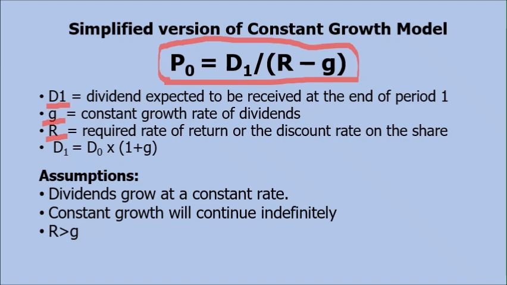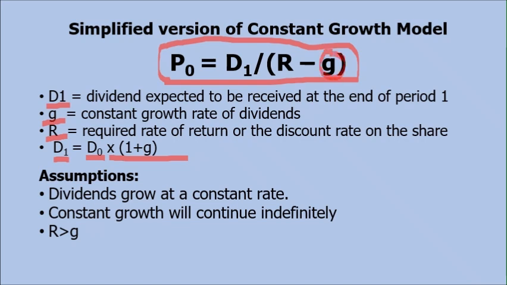Since the numerator is D1, not D0, if you are given D0 in the question, you must calculate D1 as D0 into 1 plus G. This is called the Gordon growth model. The Gordon model is suitable for valuation of very large and broadly diversified companies. Gordon model makes the following assumptions. Firstly, that the dividends grow at a constant rate. The constant growth is going to continue indefinitely.